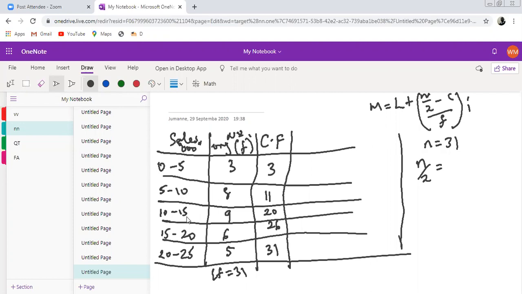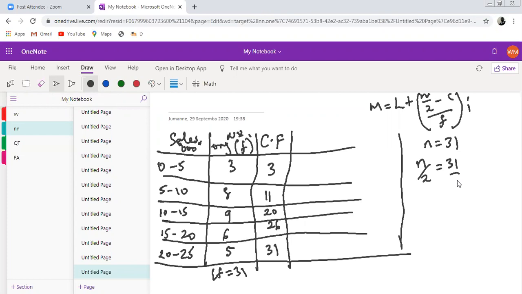From 0 to 15,000 sales, we have got 20 farms. That is 3 for the first class, plus this, they give us 20. From 0 to 20,000 sales, there are 26. And from 0 to 25, it is now all of them, which is that one. So for us to be able to locate the class where our median will fall, we normally divide the total frequency by 2, so that we can know in which class our median is going to fall. So if you do this, our N, we have said it is that one.